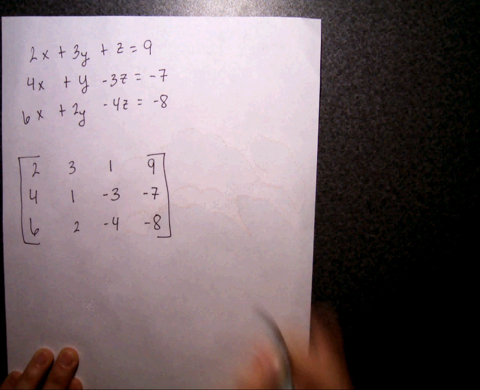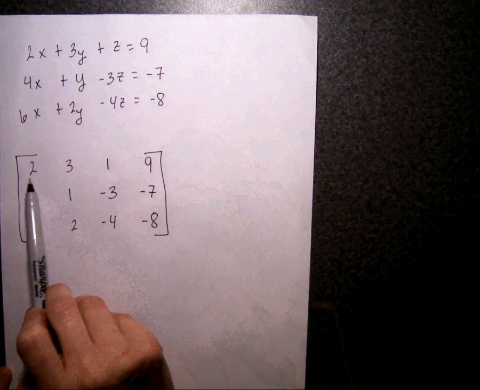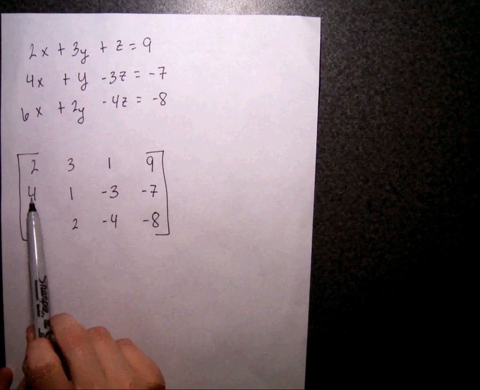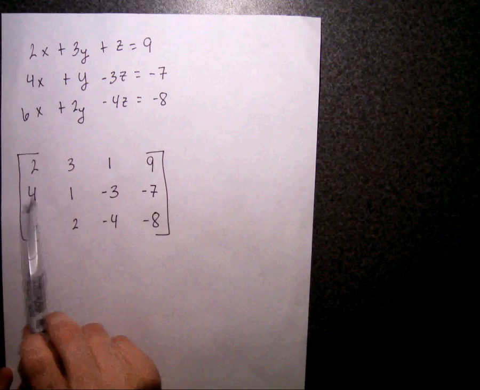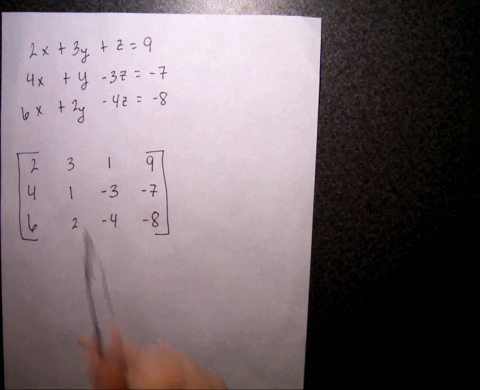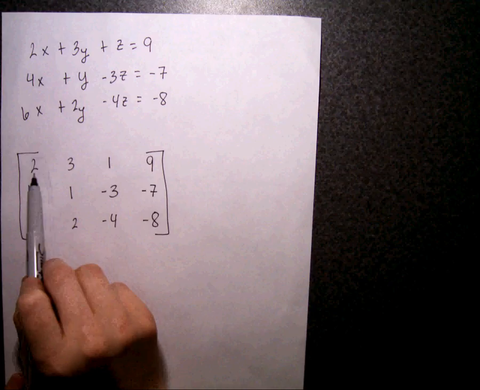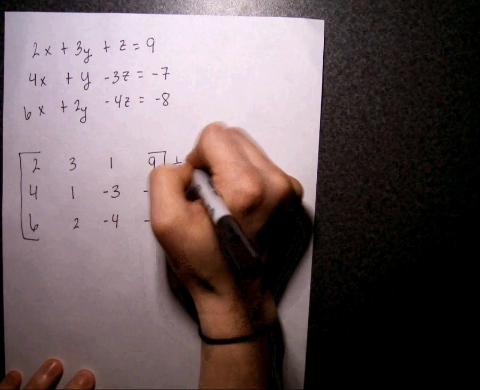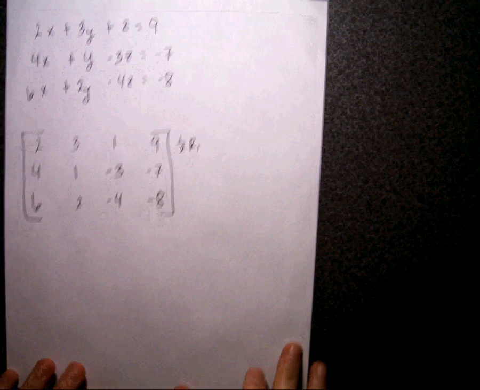Alright, so the very first thing that I want in row 1, column 1, I need a 1. Ideally, one of the other values in this first column would be a 1, and I could just switch it and problem solved. But that's not the case here. So in order to force this to be a 1, it's a 2, so I'm going to divide row 1 by 2, or multiply by a half. So I'll end up with 1.